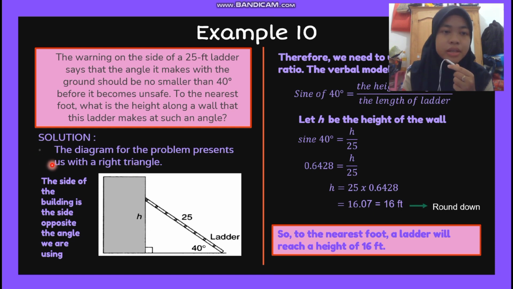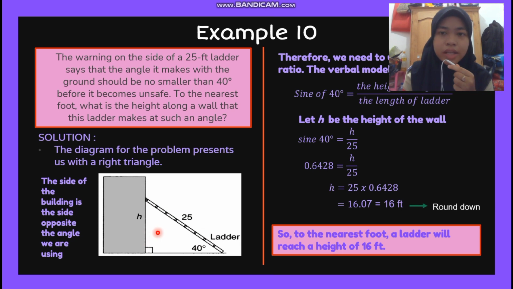And the solution: the diagram for the problem presents us with a right triangle. This is the illustration for the question, and the side of the building is the side opposite the angle we are using. Therefore we need to use the sine ratio, and the verbal model is sine of 40 degrees equals the height along the wall divided by the length of the ladder.